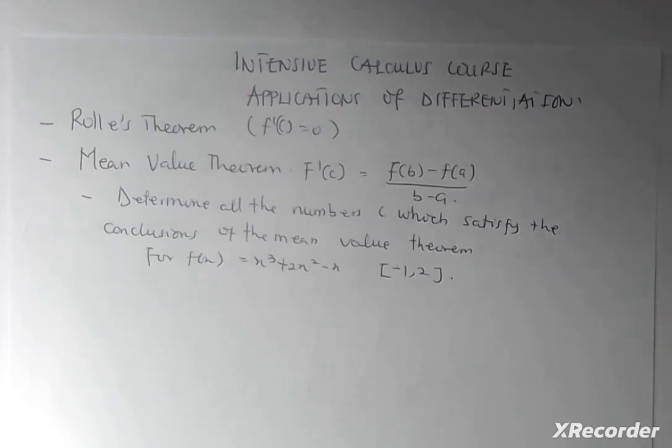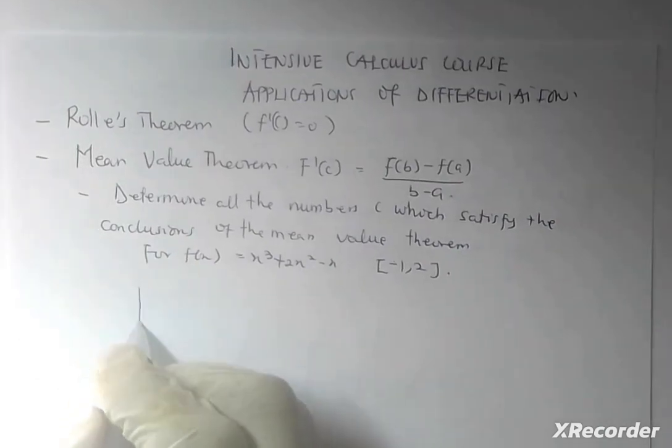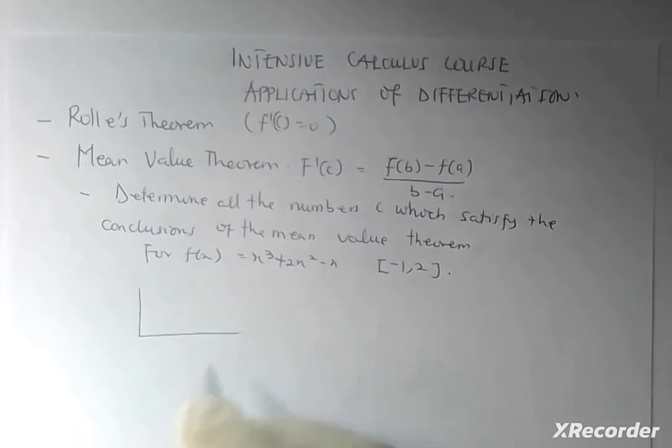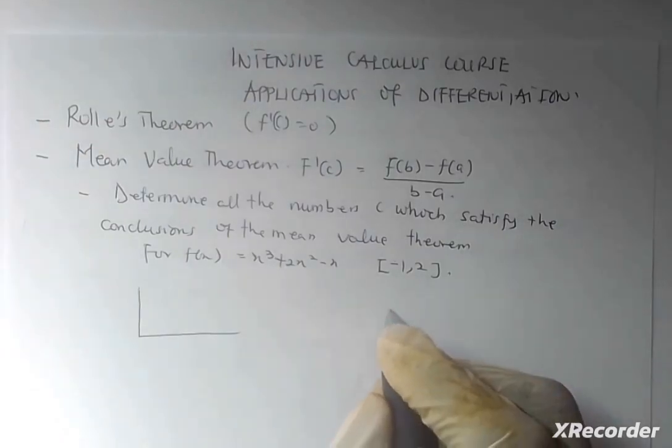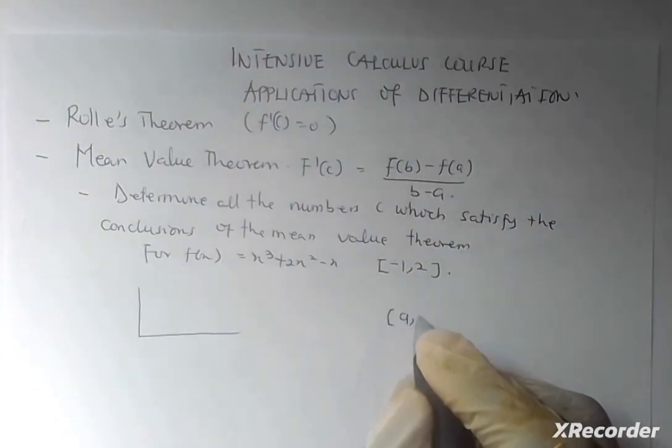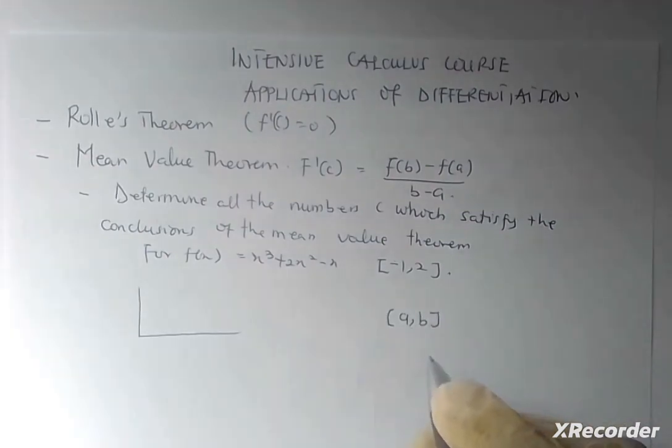Rolle's theorem. Rolle's theorem is a theorem in calculus which says that if you have a continuous function, let's say I have a function here, this is my plane. I have a function which is continuous on an interval [a, b] and also differentiable on that interval, in that there is no break. That's all that I mean.